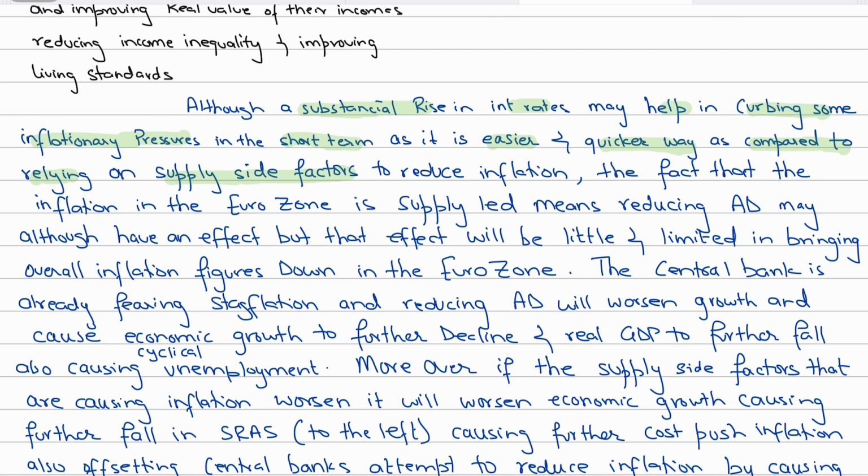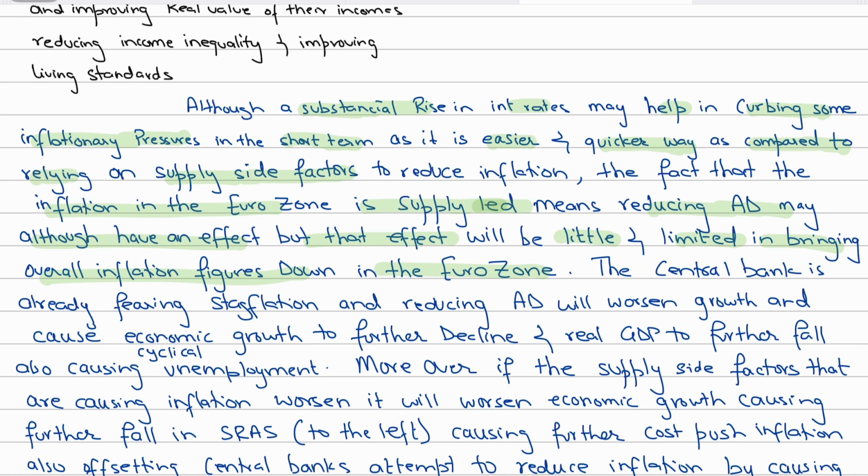So you'll say that although yes, a substantial increase in interest rates will help in curbing inflationary pressures in the short term because it's easier and quicker, the fact that inflation in the Eurozone is supply-led is the main concern. It is supply-led, meaning that reducing aggregate demand may have an effect, but that effect will be little and limited in bringing overall inflation figures down in the Eurozone. And that is what the problem is. Although inflation might come down, it will be only to a very limited extent, because inflation is not demand driven.